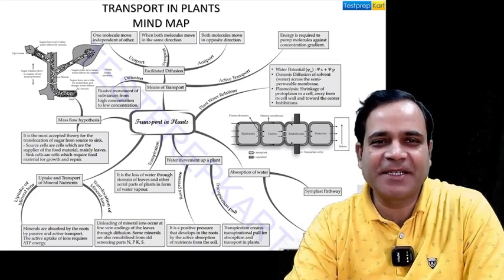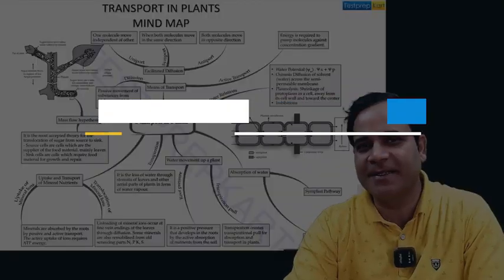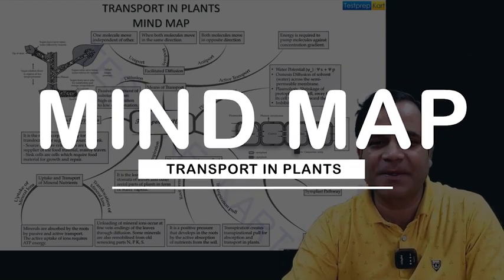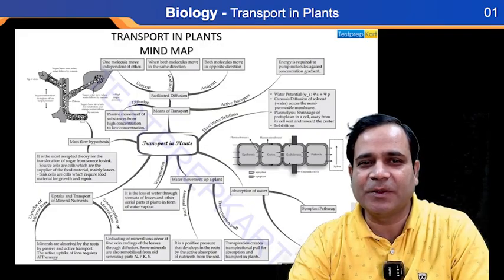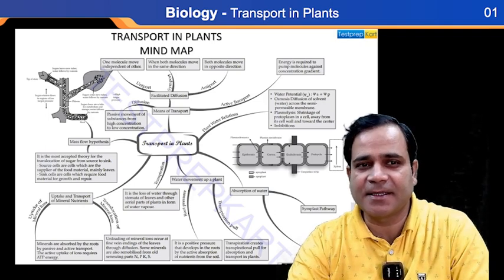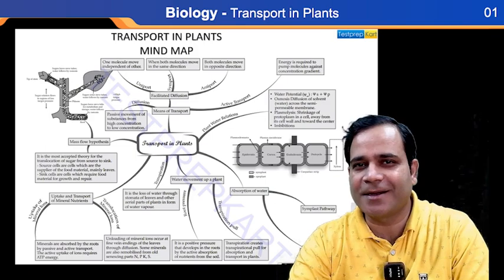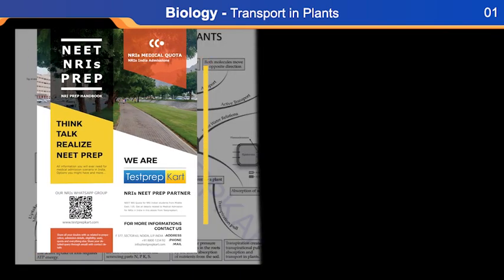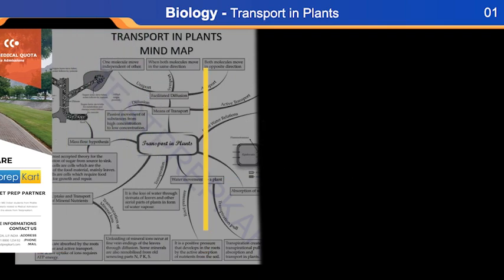Here, in this topic, I am going to tell you about the mind map of transport in plants, my dear. This is Unit 4 and it is a very important chapter. In botany, what we should know is this: transportation needs energy. So if anything needs energy, how does life get the energy, my dear? This is a very important thing to know.